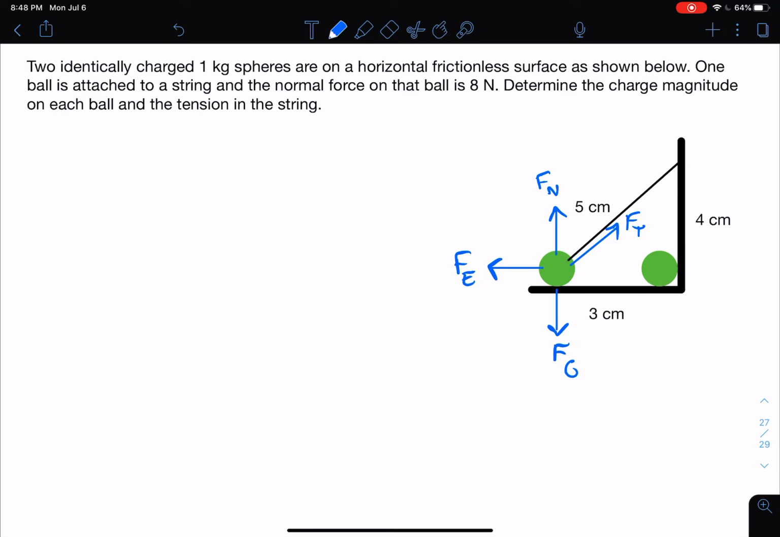Okay, so now I'm going to set up Newton's second law. Let's start with the horizontal forces. So remember that this means I'm doing the sum of the forces in the x. So my x components, and of course that has to equal ma. I have no acceleration here, so it's going to be equal to 0. So what are my x forces? Well, I've got F_tx, and I've got F_ex, and that's going to have to equal 0. And I should have had a little x there for the acceleration.